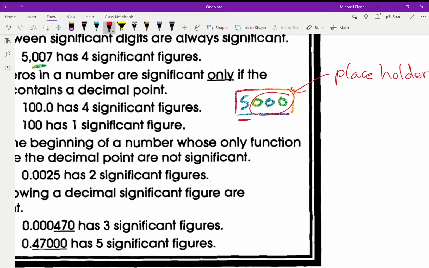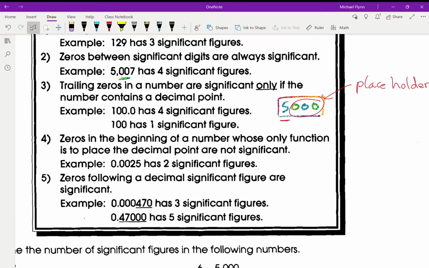They're just placeholders. I say the number is around 5,000. So you can say, how many fans were there in the stands? Let's say around 5,000, at some game somewhere before the outbreak happened. So trailing zeros are significant only if you have a decimal point.